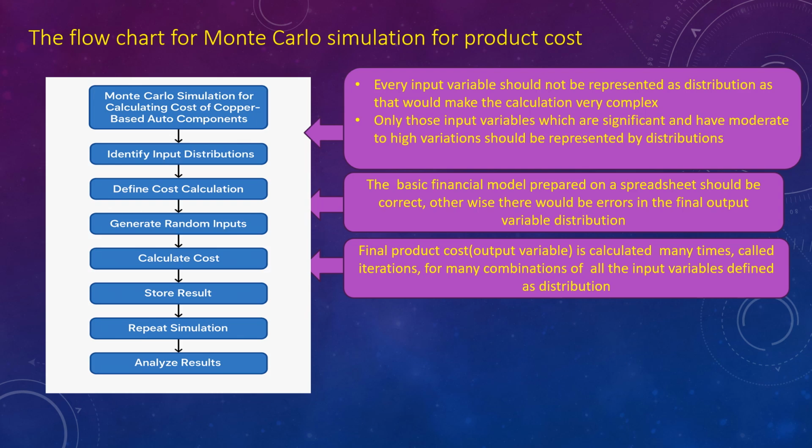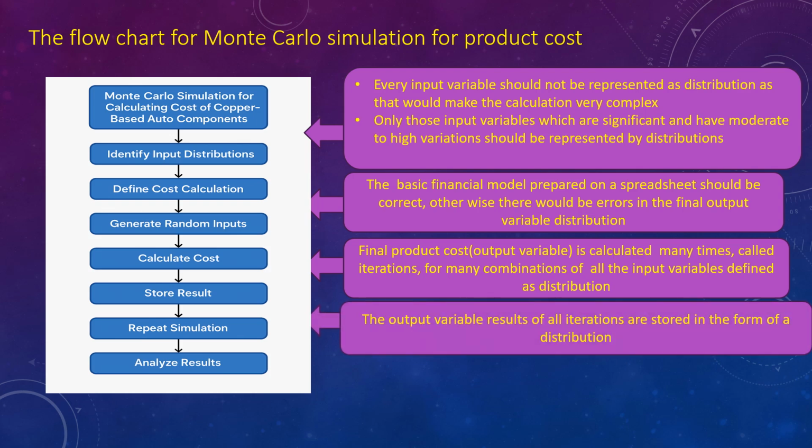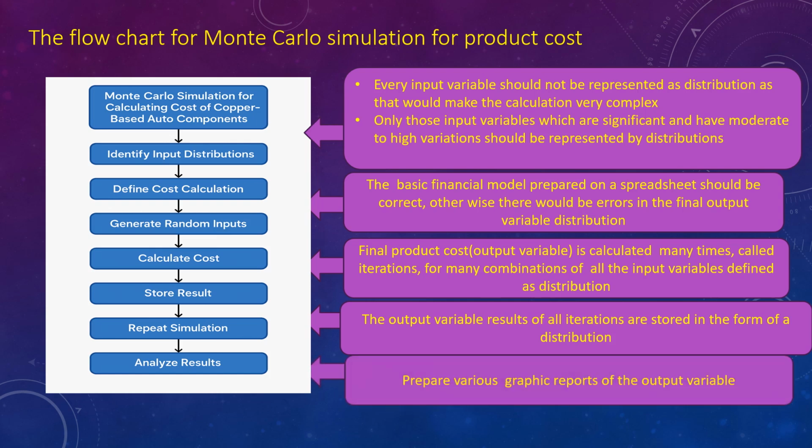Final product cost output variable is calculated many times, called iterations, for many combinations of all the input variables defined as distributions. The output variable results of all iterations are stored in the form of a distribution. Prepare various graphic reports of the output variable.